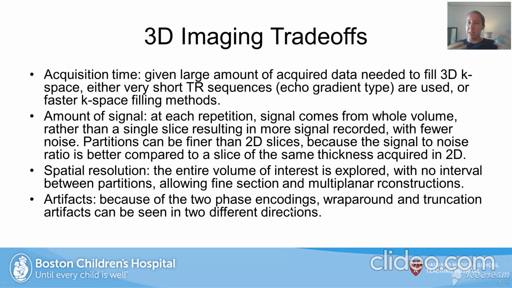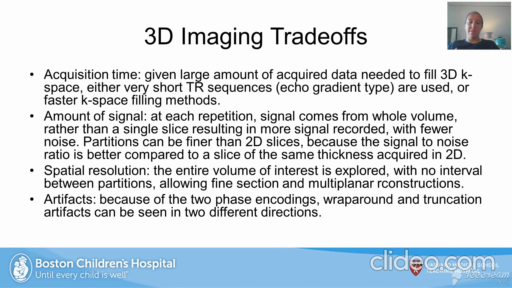So there are, of course, trade-offs to doing 3D imaging. First, the acquisition time. Given the large amount of acquired data that's needed to fill the 3D k-space, you either have to have a very short TR or a fast k-space filling method. Then the amount of signal. At each repetition, the signal comes from the whole volume rather than a single slice, which results in more signal recorded with less noise.